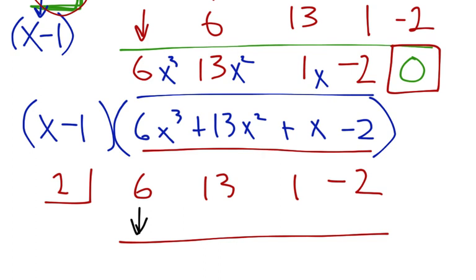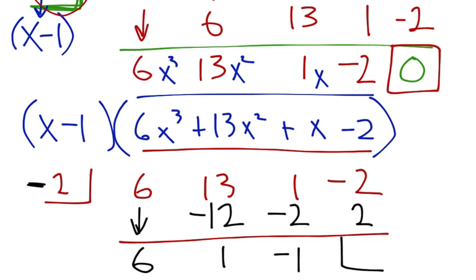Instead of trying positive 2, I'm going to do negative 2. Okay, bring down the 6. Times it by negative 2, I get negative 12. It's already looking better. Now I get 1. Times it by negative 2, that gives me negative 2. Add that gives me negative 1. Times it by negative 2, it gives me positive 2. And that results in 0.